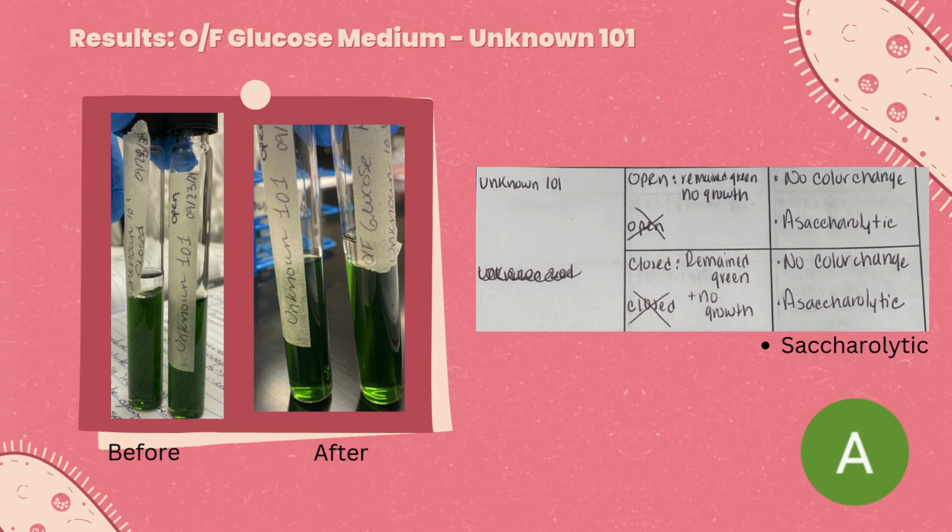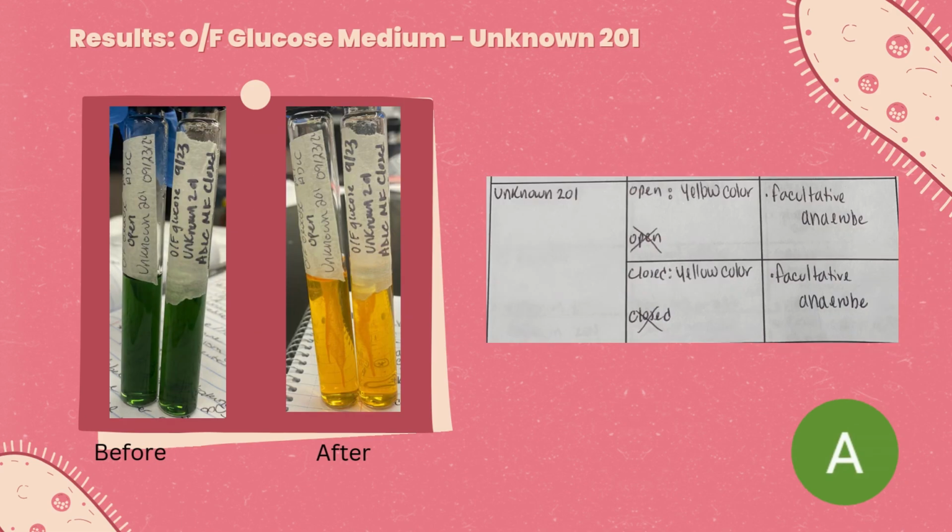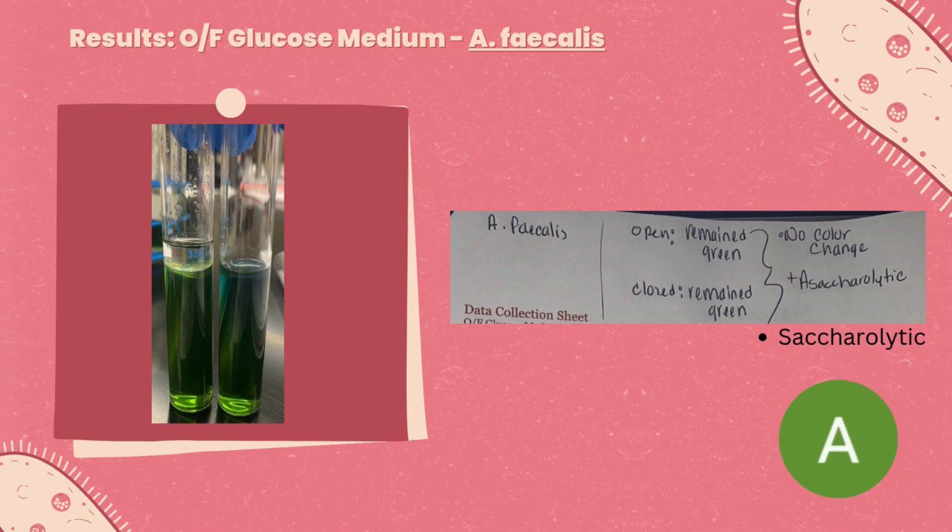Therefore, this organism was interpreted as saccharolytic. As for the oxidative or fermentative glucose test for sample 201, there were color changes from the original green to a golden yellow. Therefore, unknown 201 was interpreted to be a facultative anaerobe. Lastly, the oxidative or fermentative glucose test for Alcaligenes faecalis displayed no color changes within the open and closed tubes. Therefore, this organism was interpreted to be saccharolytic as well.